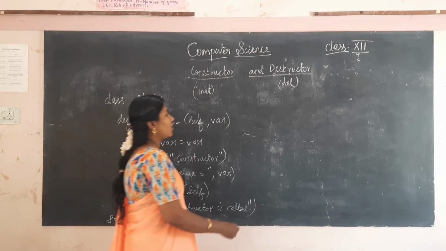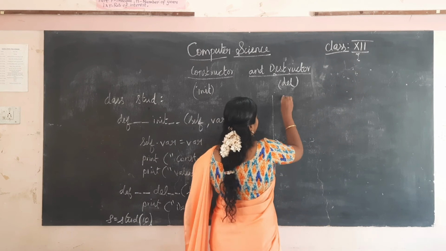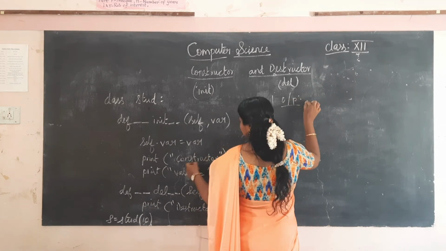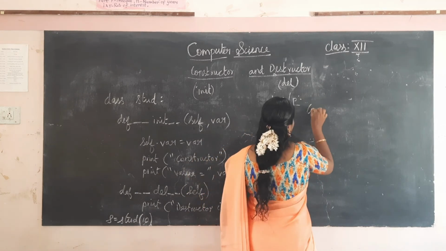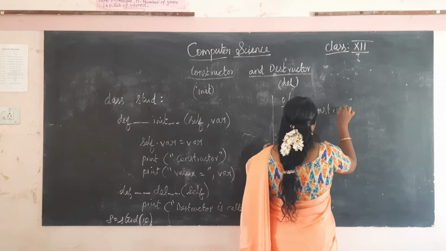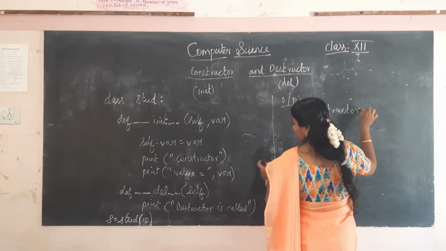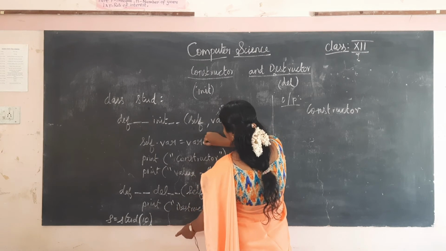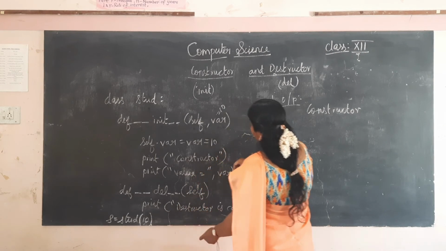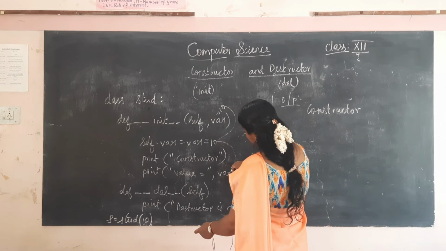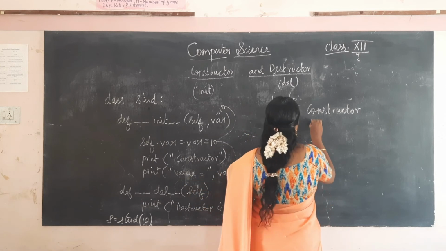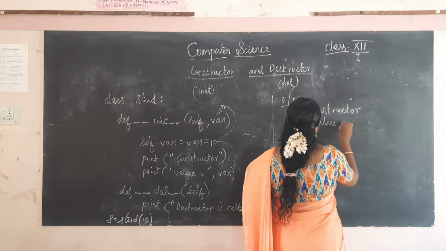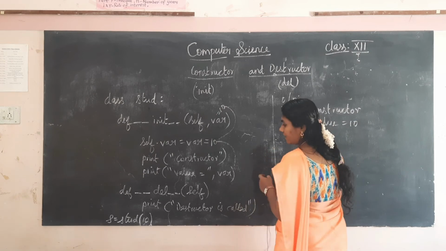Now let us see what will be the output. First, print constructor. So s is equal to student 10. Now the variable will be having the value 10, it is passed here and then it came here. Value is equal to 10, right? So that's all.